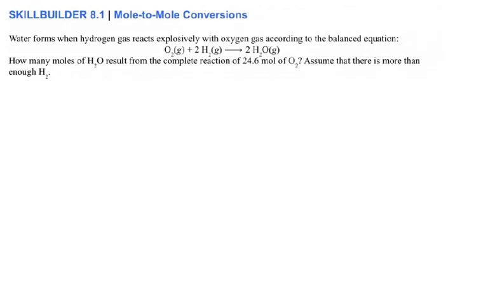Okay, so I am assuming that you completed this practice question. So here we got water being formed by the reaction of oxygen and hydrogen. They're asking us how many moles of water. So water is going to be our unknown. Formed from the complete reaction of 24.6 moles of oxygen. So oxygen is our given here, and it's 24.6 moles. It says assume that there is more than enough hydrogen. Hydrogen is not part of this stoichiometric problem.